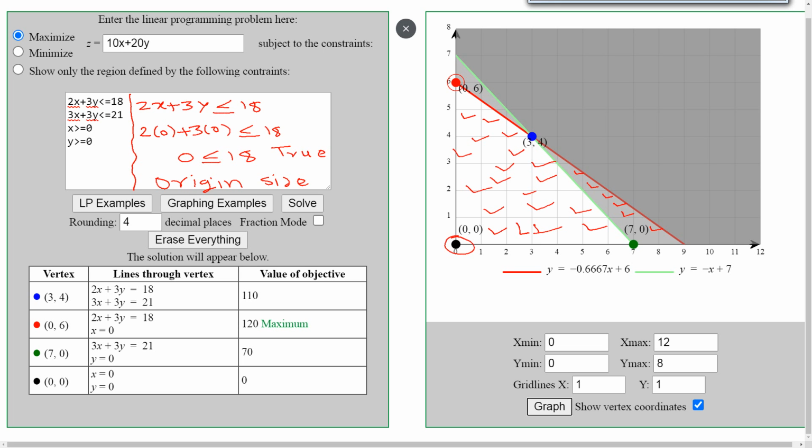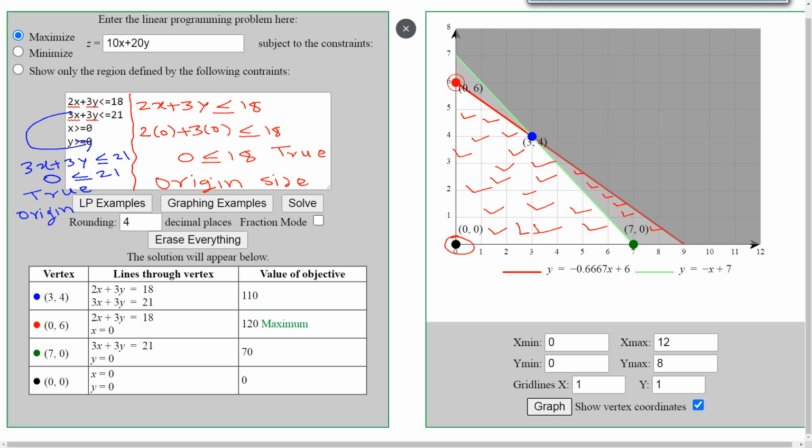Similarly we will find the feasible region for the second constraint. The second constraint is 3x plus 3y is less than or equal to 21. Again put x at 0 and y at 0. So this will come as 3 into 0 plus 3 into 0, that is 0 plus 0, which equals 0. 0 is less than or equal to 21. So this is true, and again we have to shade the origin side.